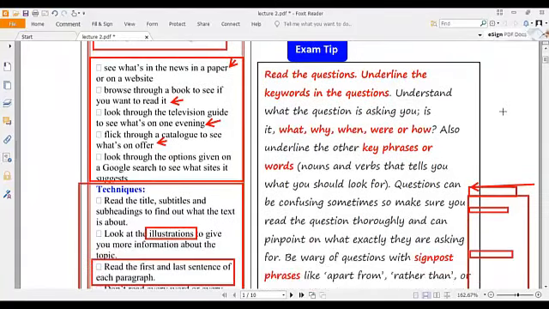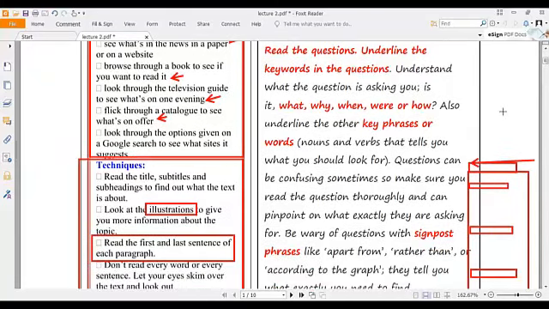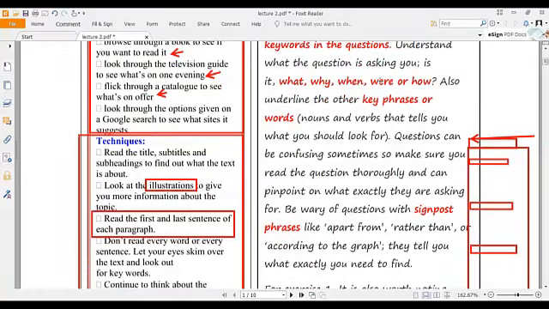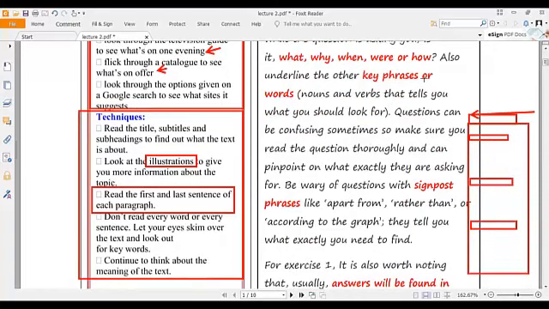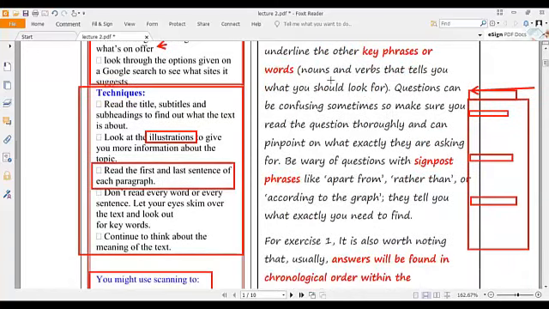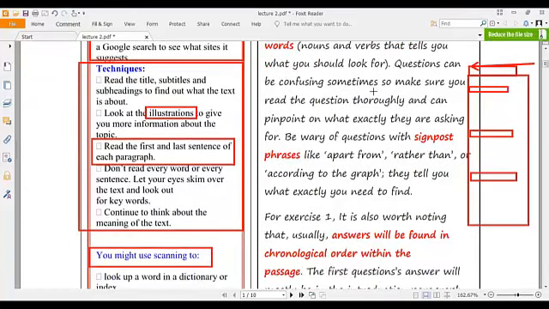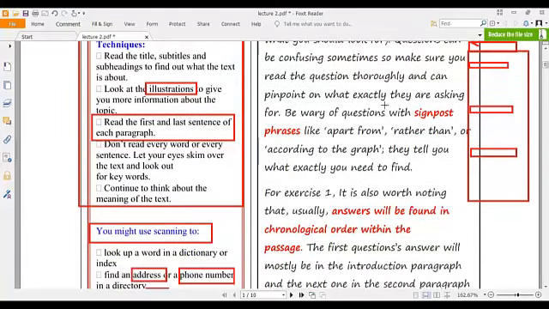Read the questions. Underline the keywords in the questions. Understand what the question is asking you. Is it what, why, when, where, or how? Also, underline the other key phrases or words, nouns and verbs that tell you what you should look for. Questions can be confusing sometimes, so make sure you read the question thoroughly and can pinpoint what exactly they are asking for. Be wary of questions with signpost phrases like apart from, rather than, or according to the graph. They tell you what exactly you need to find.